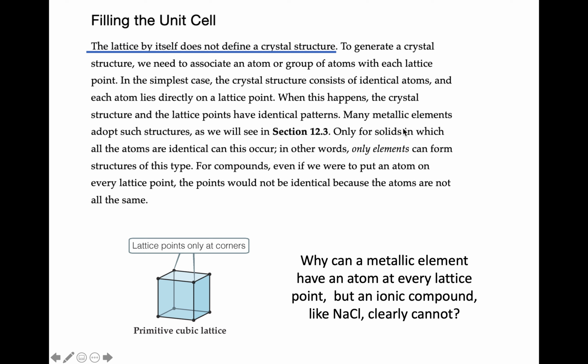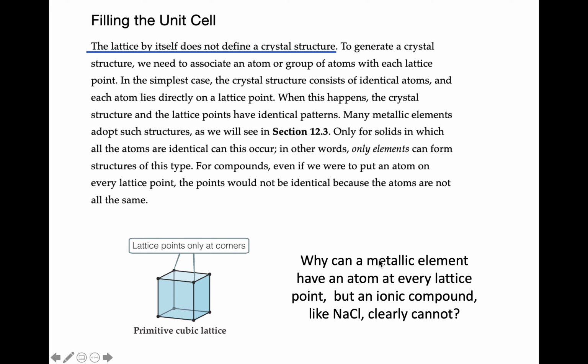It points out that many metallic elements will have such structures. But this is only for solids in which you have the same atom again and again throughout the entire solid, like an elemental form. That won't occur for something that's a compound. Sodium chloride, for example. You might say, well, what if I put a sodium at one of the lattice points and a chloride at the next, and I fill up my pattern that way? That's breaking the rules. Each of the lattice points must be equivalent.